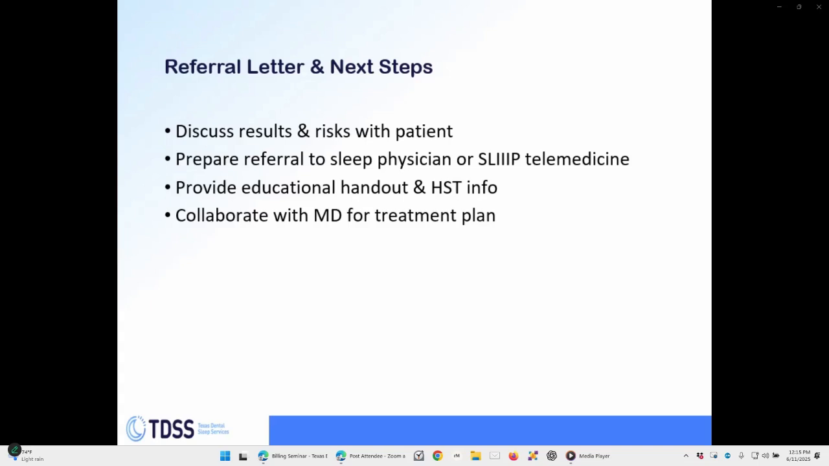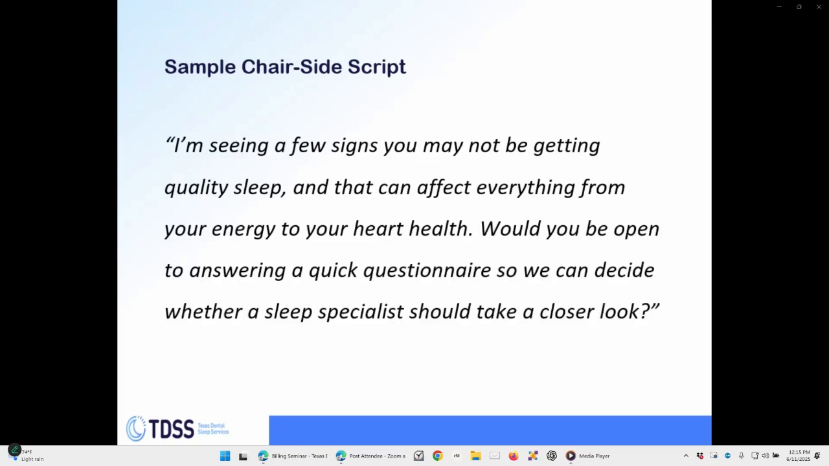That initial chat, though, the chairside conversation, that can feel tricky. It's great that the sources actually offer a sample script for that. They do, and it's a really good example of how to approach it, gently, effectively. The quote they give is something like, "I'm seeing a few signs you may not be getting quality sleep, and that can affect everything from your energy to your heart health. Would you be open to answering a quick questionnaire so we can figure out whether a sleep specialist should take a closer look?" Well, that's good. It's not alarming, right? Totally health focused. And it offers a clear, easy next step, just filling out a questionnaire. It frames it perfectly.